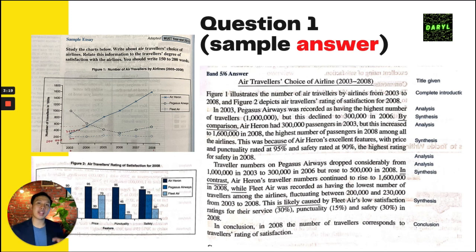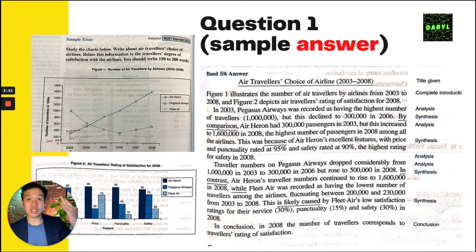So, when you want to analyze, you look at graph 1 or figure 1 and you synthesize from figure 2. And in this, analyze, synthesize, and then if you can find around 3 to 4 analyses and syntheses, then you can write your conclusion. In conclusion, in 2008, the number of air travelers corresponds to the travelers' rating of satisfaction. The end.